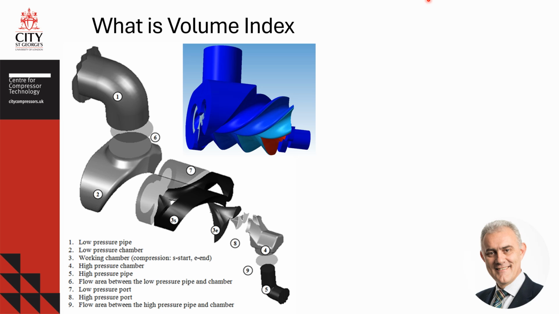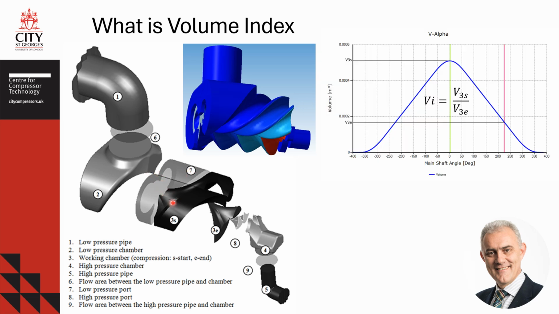Volume index is then the ratio of volumes of the working chamber at the beginning of the compression 3S and the end of compression 3E. The green line in the volume versus shaft angle diagram represents the start of the compression process, while the pink line represents the end of the compression.